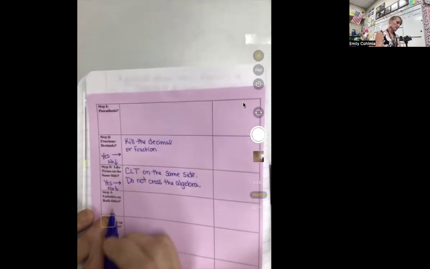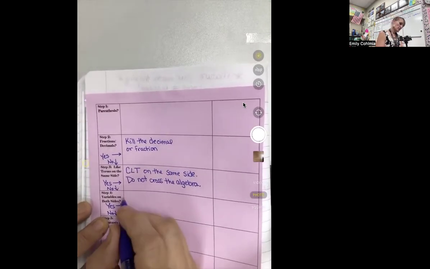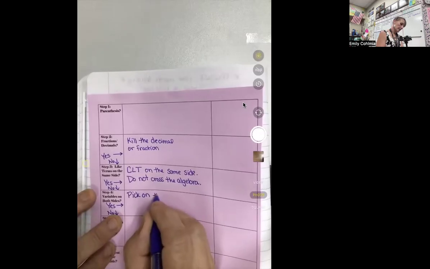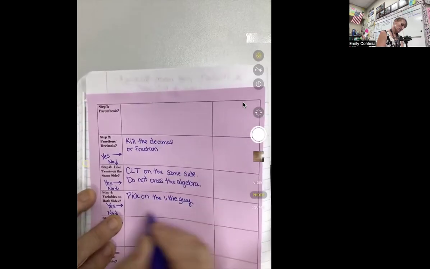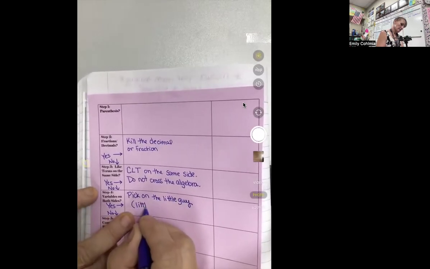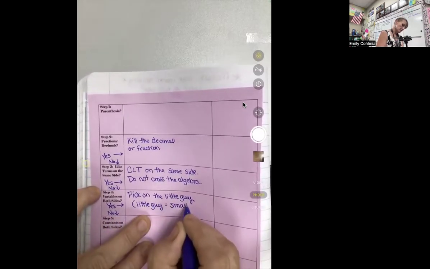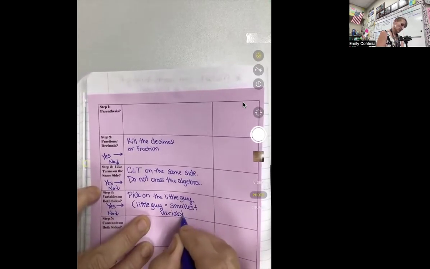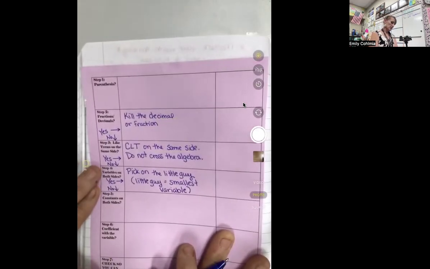Then the next step is, are there variables on both sides? So if yes, we're going to do this. If no, we'll go to the next step. So variables on both sides, we are going to pick on the little guy. Well, who is the little guy? The little guy is going to be the smallest variable. We don't care about the constants here, just the variable. So the smallest variable. And I'll show you this here in just a minute.